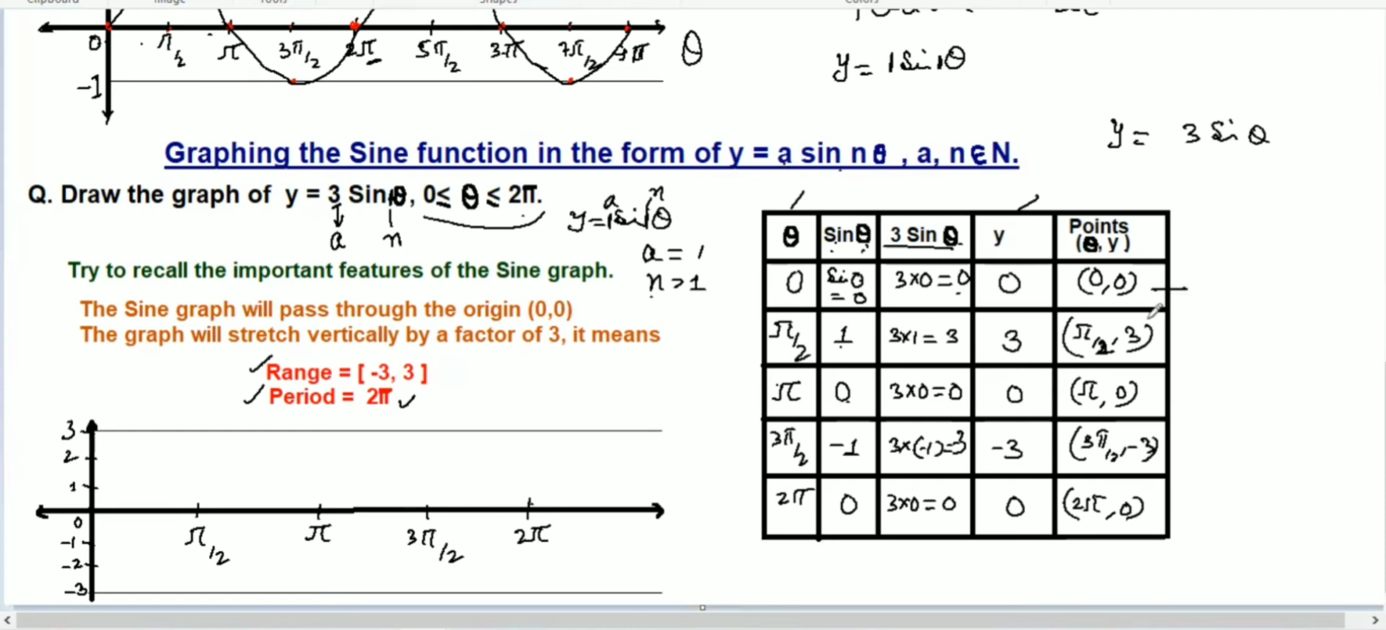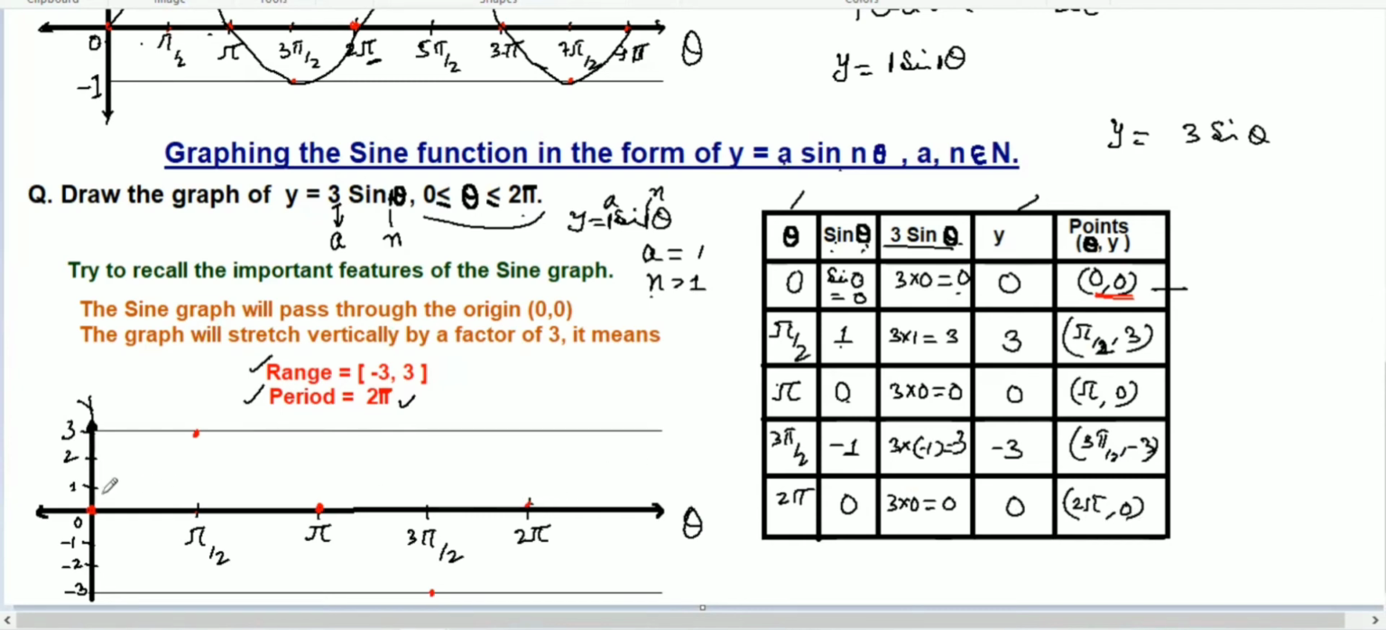Now plot all these points on the graph, on the plane. This is the x-axis, and this is the y-axis. The y-axis is y, and the x-axis represents theta. Plot all the points. The first coordinate point is 0, 0 here. Then pi over 2, 3, here it will be 3. Then pi, 0 will be here, and 3 pi over 2, minus 3, and 2 pi, 0 will be here.